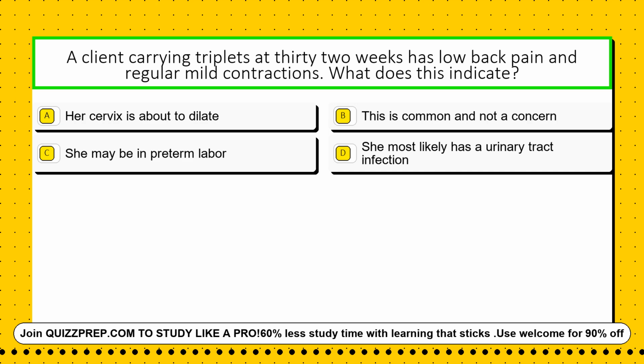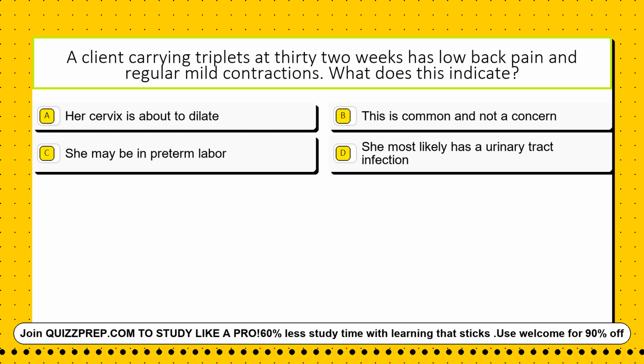Question 89. A client carrying triplets at 32 weeks has low back pain and regular mild contractions. What does this indicate? Option A. Her cervix is about to dilate. Option B. This is common and not a concern. Option C. She may be in preterm labor. Option D. She most likely has a urinary tract infection.